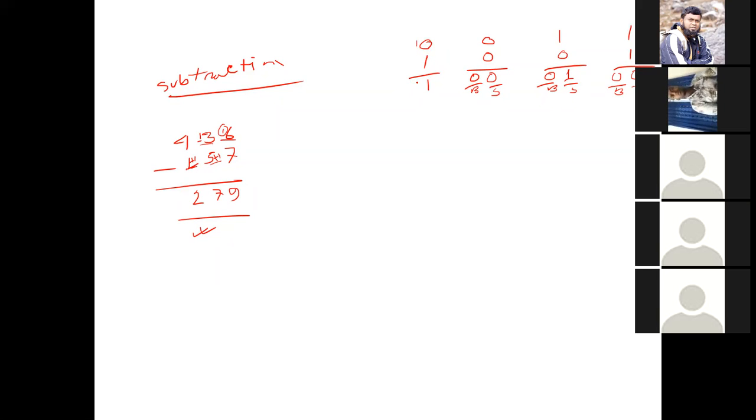This is our borrow. So just note this. This is our borrow. So this borrow and this our subtraction. Okay, this is the formula. Now we complete one result, one calculation.